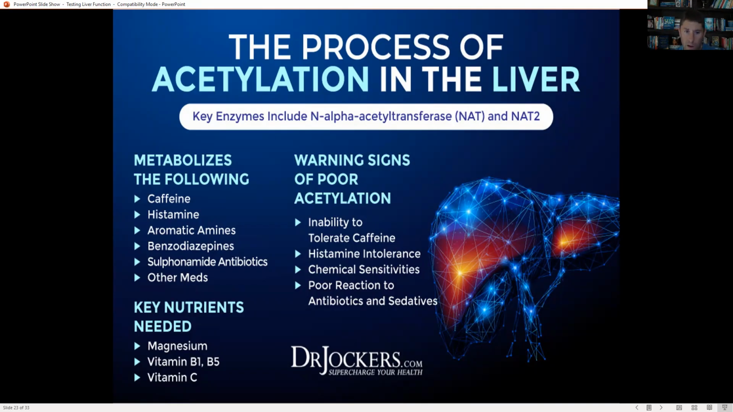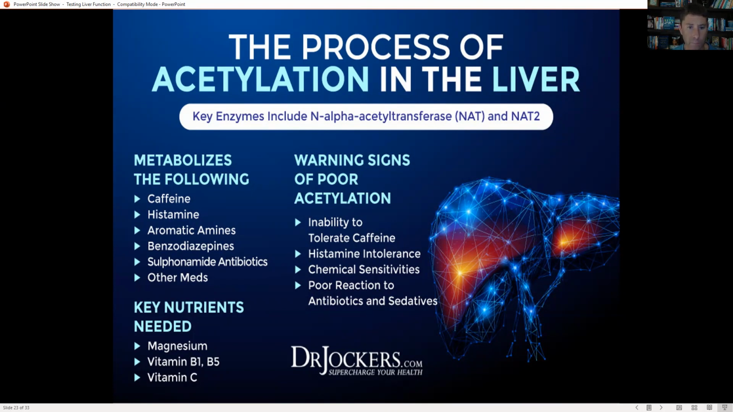Histamine, right? So there's a lot of people dealing with histamine intolerance. Acetylation is critical here. Caffeine as well, right? A lot of people take caffeine and they just feel terrible. It makes them feel anxious and jittery, and that can be an issue with acetylation.